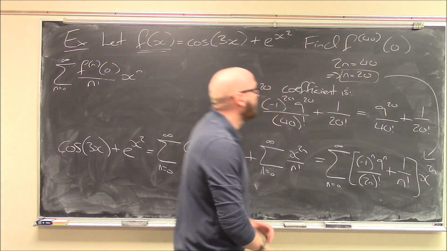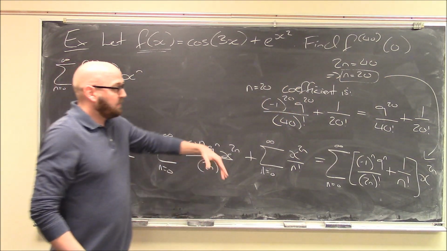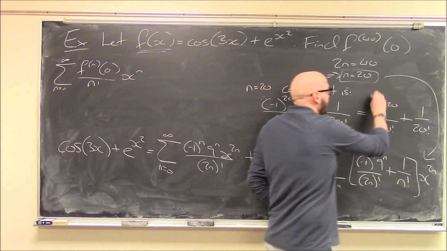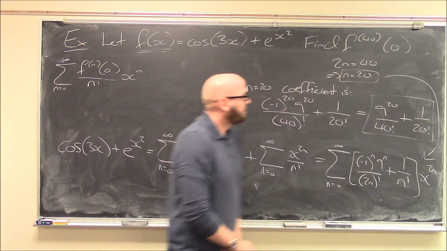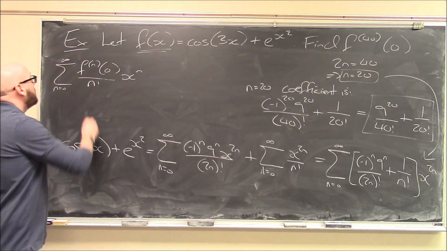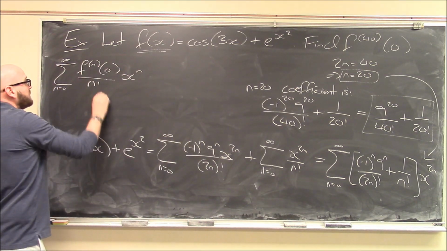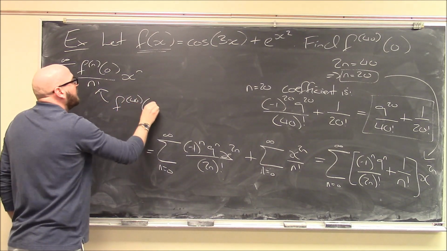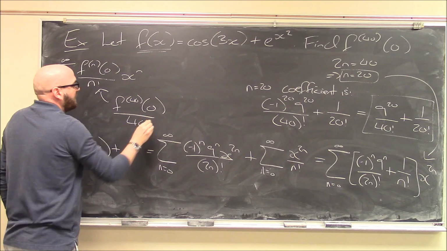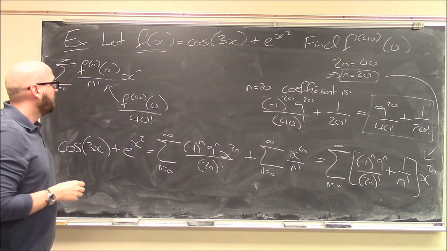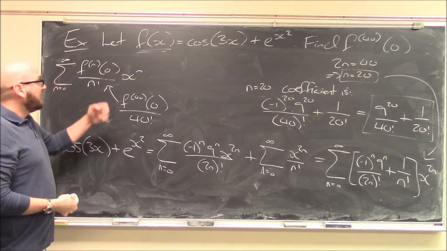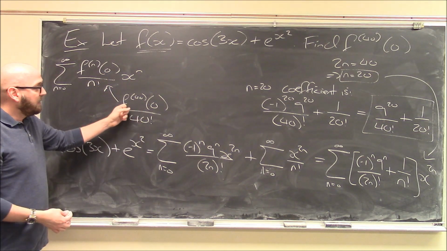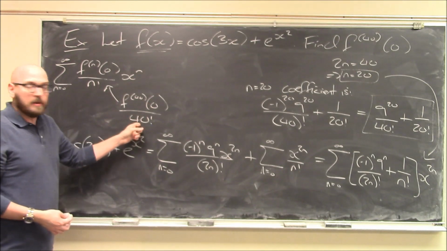Great. So there's my coefficient. If I was writing out this power series, when I get to the x to the 40 term, my coefficient is this. But my coefficient of x to the 40 has to be the 40th derivative of f at 0 over 40 factorial. And for any Taylor series centered at 0, the coefficient in front of x to the 40 is the 40th derivative of f at 0 over 40 factorial.